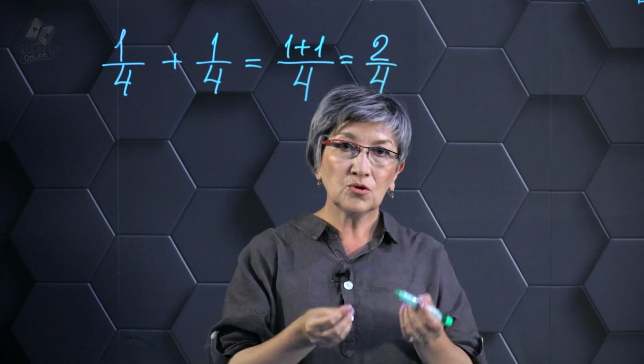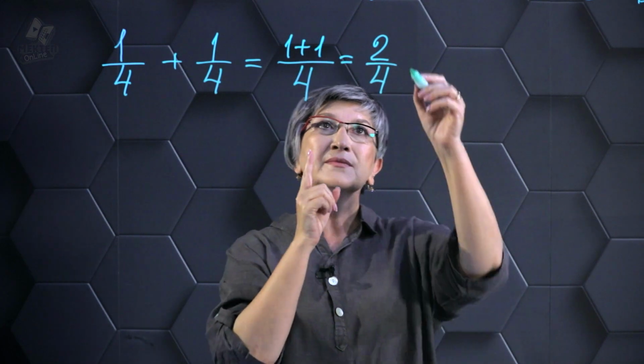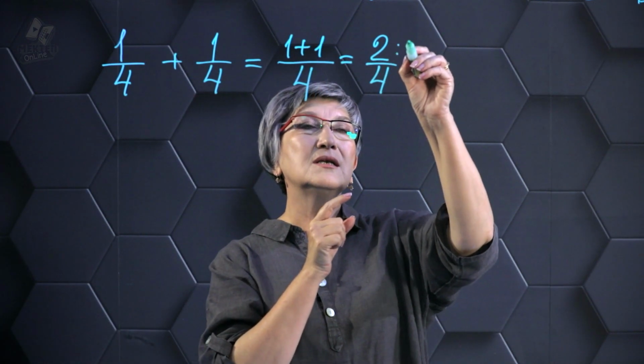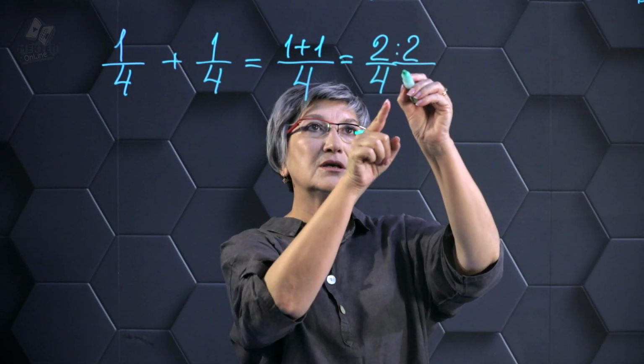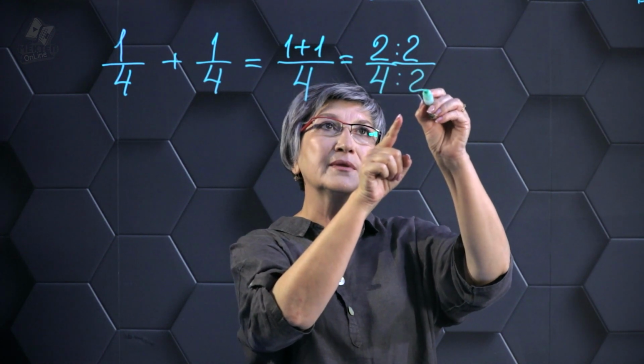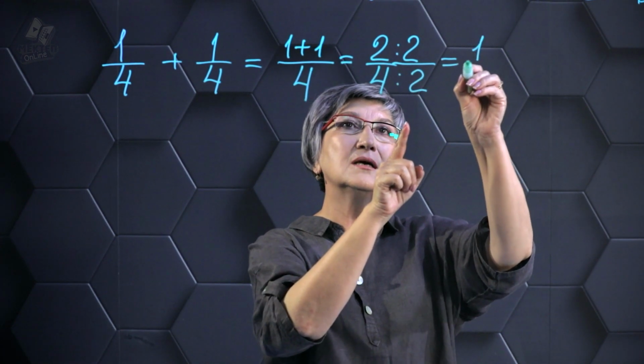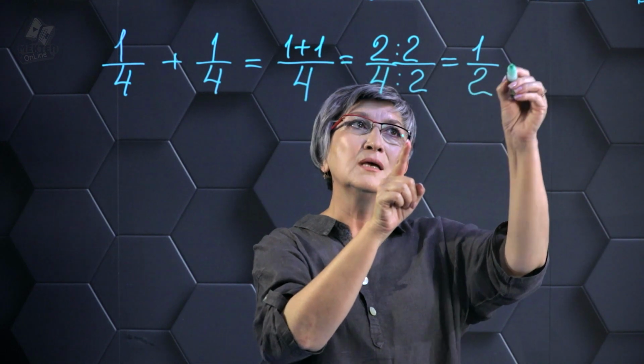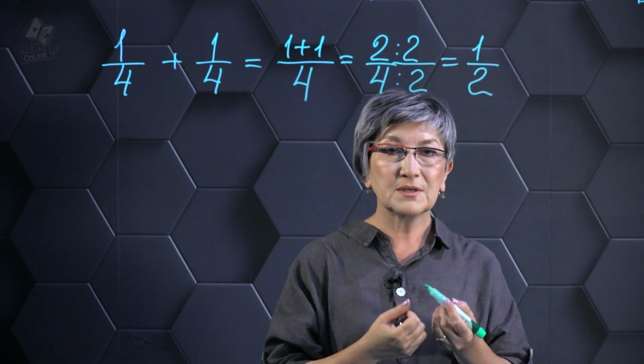We can simplify this fraction. I can divide the numerator by 2. Furthermore, I can also divide 4 by 2. These are two skills that I possess. So in the end, you will have 1/2. This will be our answer.